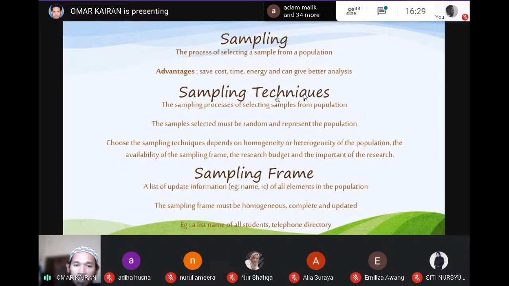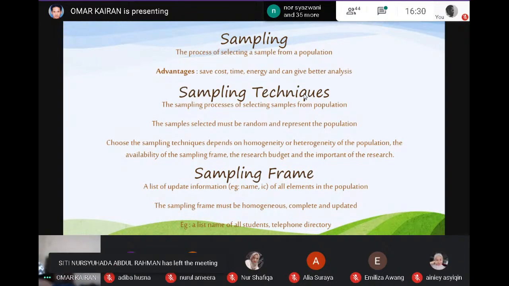Okay, so sampling techniques. The sampling process of selecting a sample from a population, the sample selected must be random and represent the population. So tujuan kita nak sampel itu sebenarnya, maksudnya kita nak analyze sebahagian tapi memberi impact kepada seluruh golongan yang kita ambil tu. Sampling maksudnya kita ambil daripada banyak sikit-sikit sebenarnya.